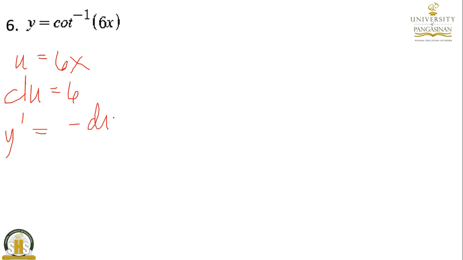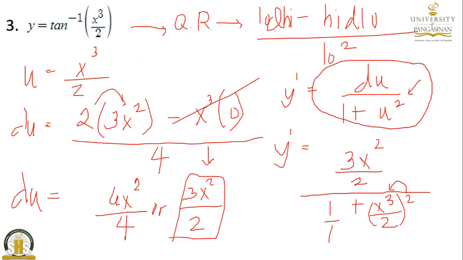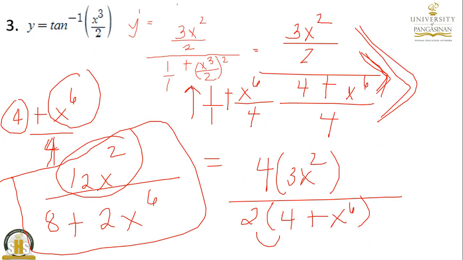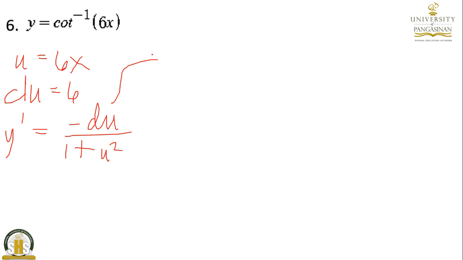Okay? Number 6. Dito naman yung cotangent, yung last na at sa ating formula. So 6x po yung u, yung du natin is 6 lang. Then y prime, based from the definition, derivatives, the derivative of inverse cotangent is negative du over 1 plus u squared. Check natin kung tama. D cotangent, negative du, dito na tayo sa last. Negative du all over 1 plus u squared. So tama po 'yun.